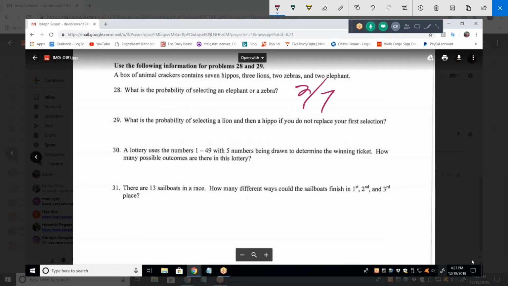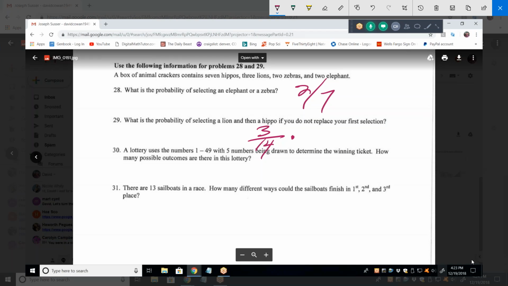It's the probability of selecting a lion and then a hippo if you do not replace the first selection. So it would be 3 14ths. Hold on. What's a lion? 3. Okay. 3 14ths. That's the probability of getting a lion, which you have to do. And then a hippo. So what am I doing? Am I adding or multiplying? Multiplying, because both have to happen.